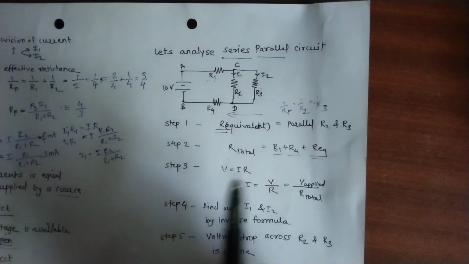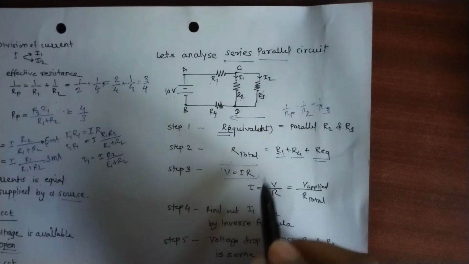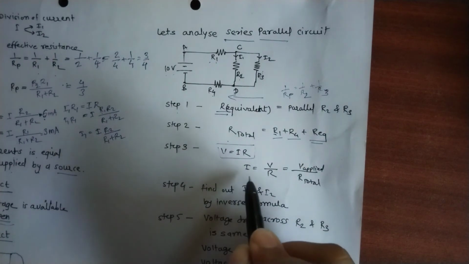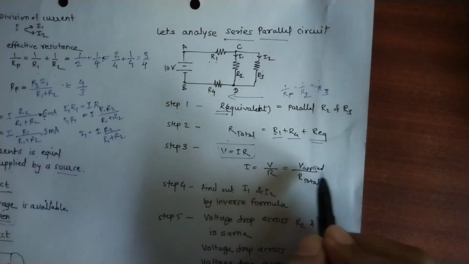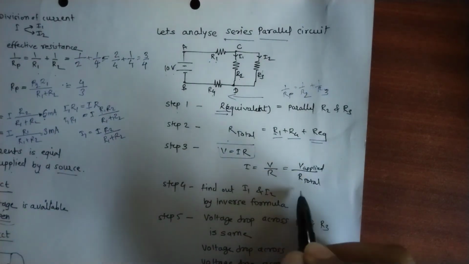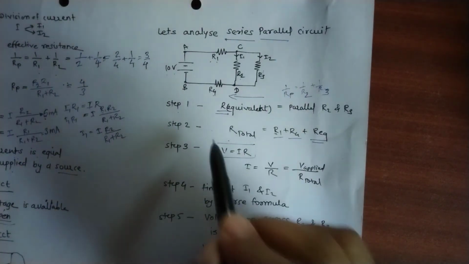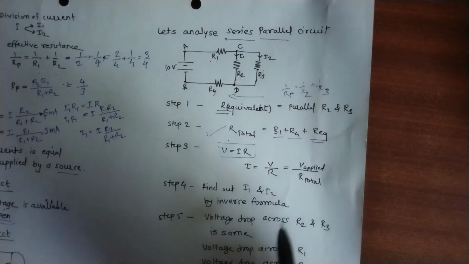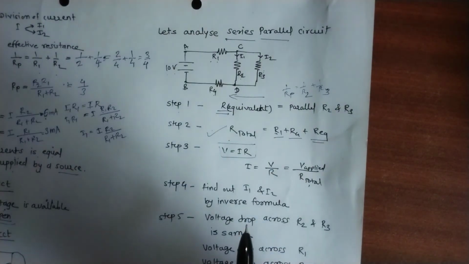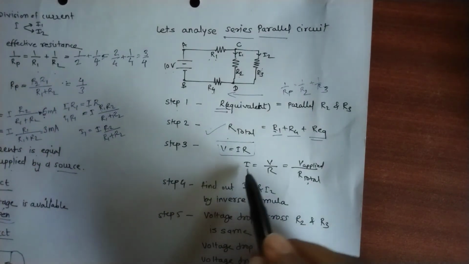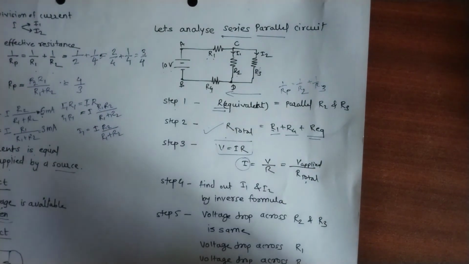Then step 3 will be Ohm's law. V is equal to IR. So I is equal to V upon R, and it's equal to V applied divided by R total. So we have found out R total here. We can put the value easily. V applied is 10 volts. So we can put it here and we can get I.